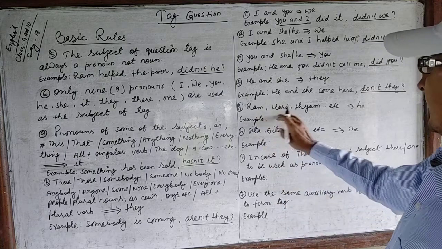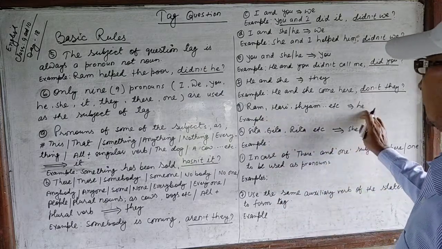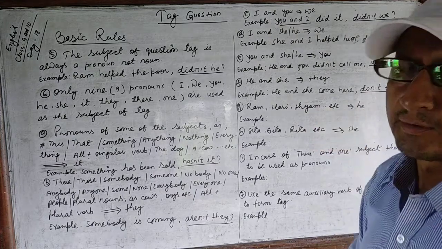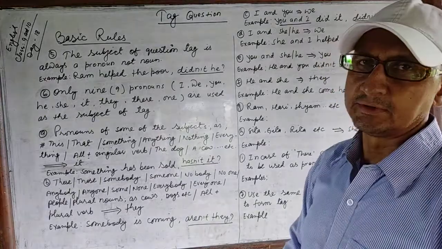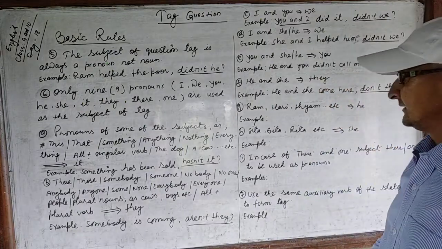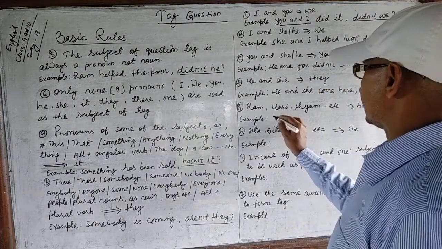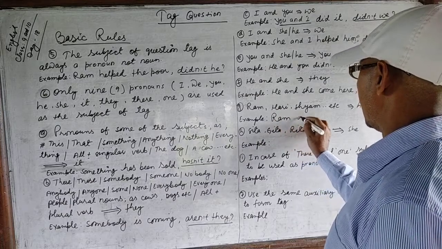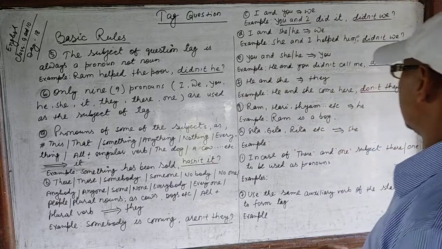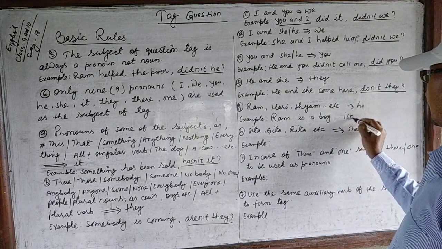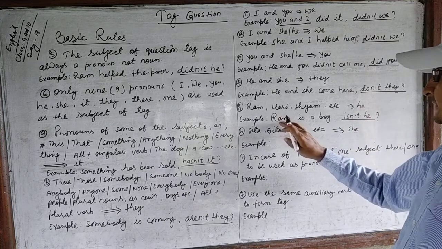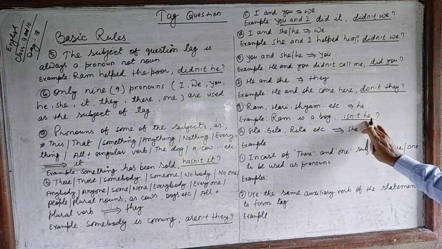Another, for Ram, Hari, Sam, etc. we use he. For male, we write he as a subject. Let's write down one example. Ram is a boy. The tag is isn't he. We don't write Ram as a subject in the tag.